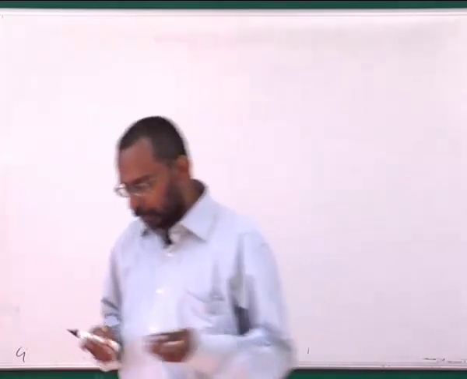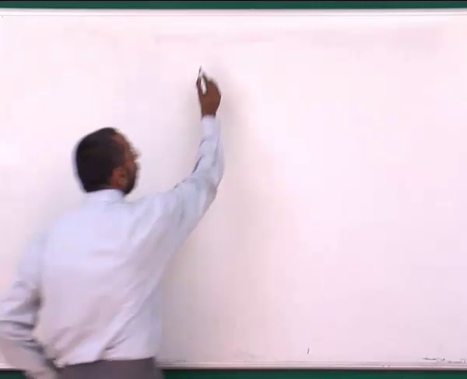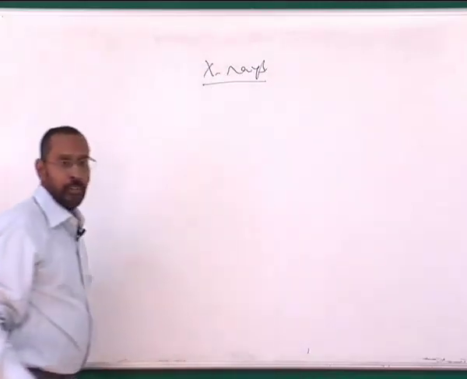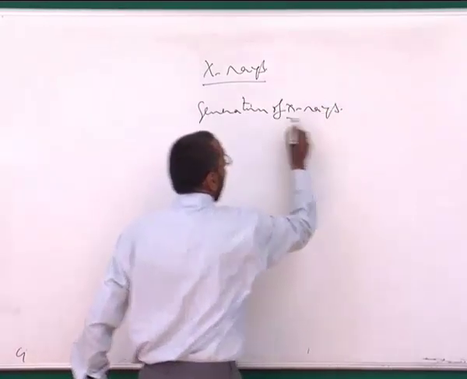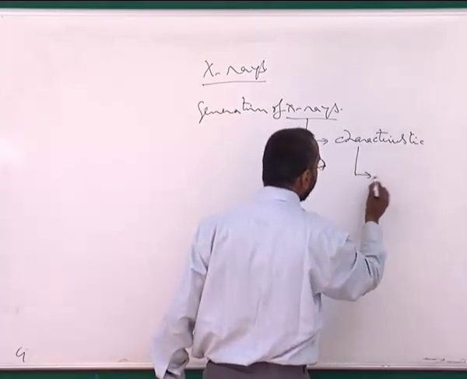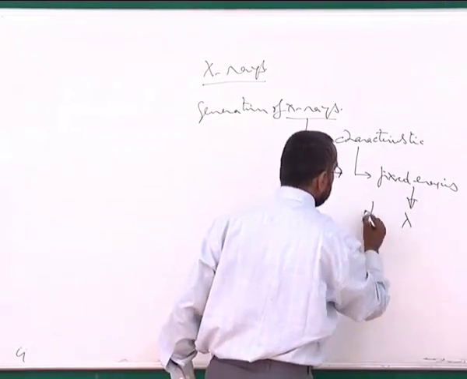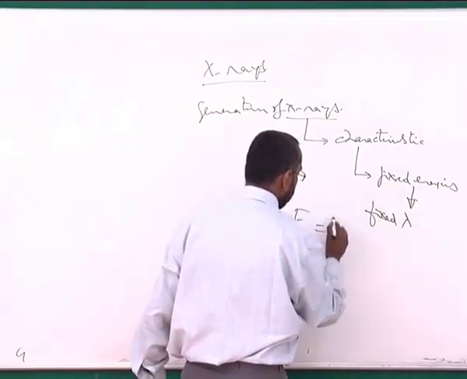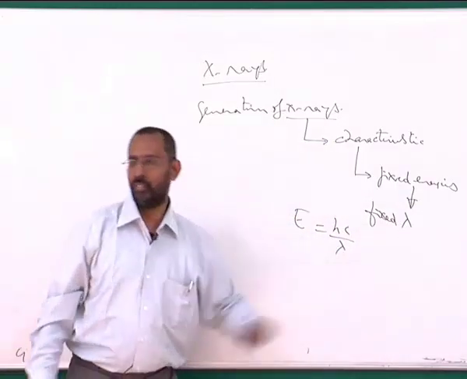Friends, we were talking about spectroscopic techniques based on X-rays. And in the last class, we talked about generation of X-rays, which are characteristic X-rays. Why we call them characteristic is because they have fixed energies. Obviously, it means fixed lambda, because energy E is hc by lambda. If the energy is fixed, lambda is fixed.